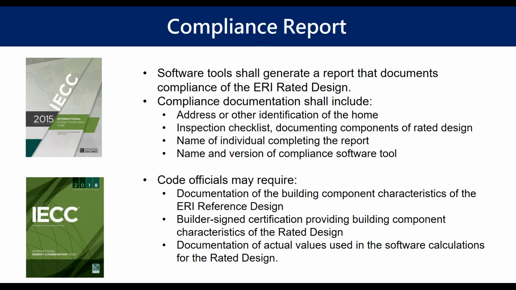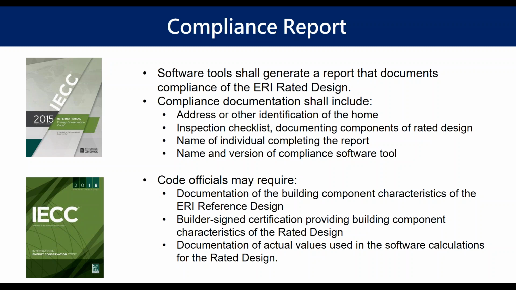The code also allows code officials to require some additional documentation, if they choose. This includes documentation about the reference design, what were the characteristics of the reference design that was used to determine the ERI score for the rated home. They can require a builder to sign a certification of what the building component characteristics are of the rated home. And then also documentation of the actual values that were used in the software calculations for the rated design.